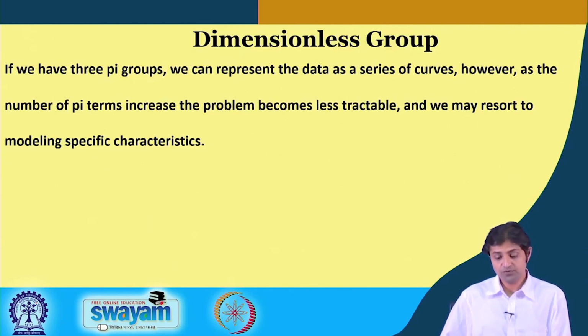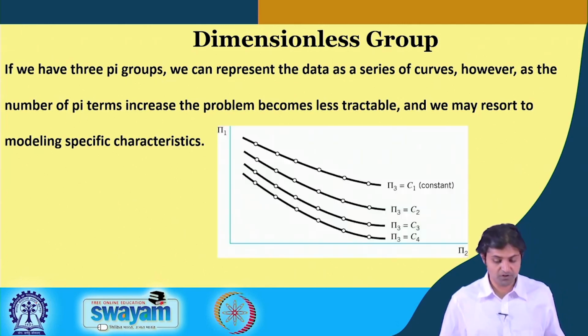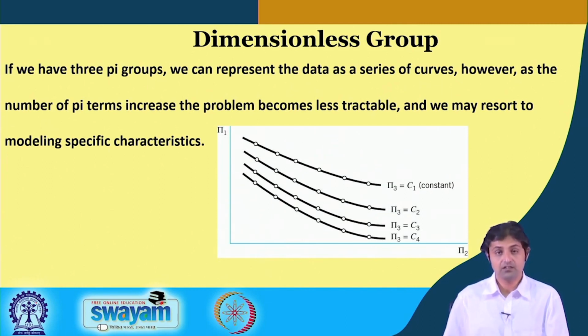If we have 3 pi groups, we can represent the data as a series of curves. However, as the number of pi terms increases, the problem becomes less tractable and we may resort to modeling specific characteristics. So, with 2 pi terms we had only one curve, but if the number of dimensionless groups increases, we will have more curves, something like this. You see pi 1 as a function of pi 2 when pi 3 is equal to one constant, when pi 3 is equal to another constant. So, things like this can happen.